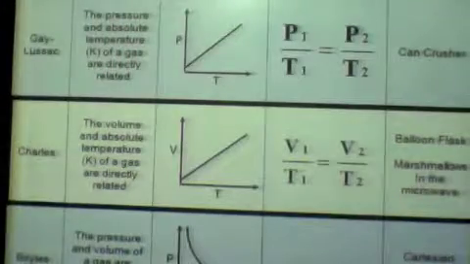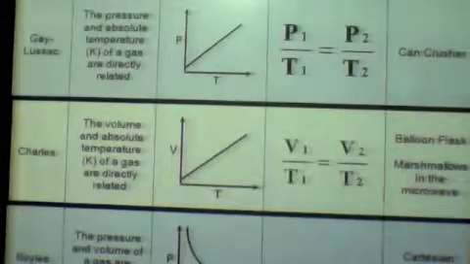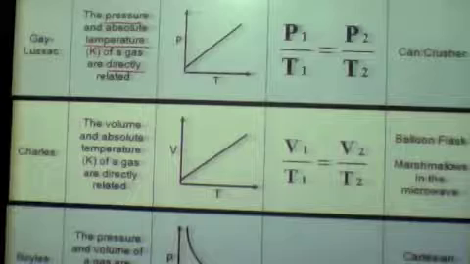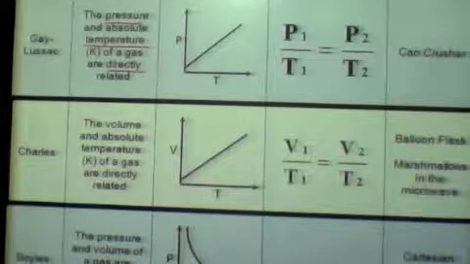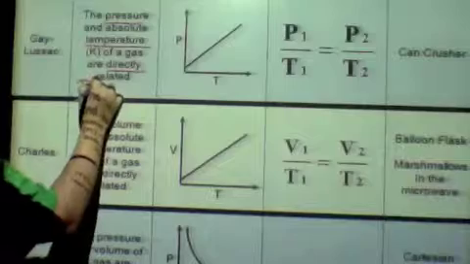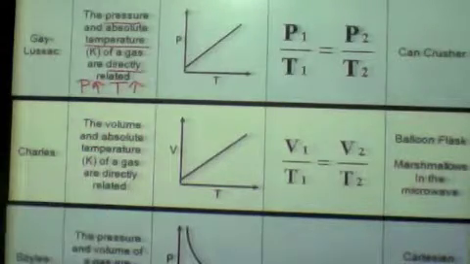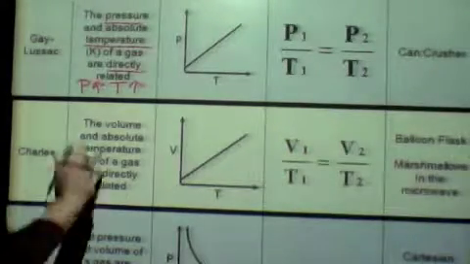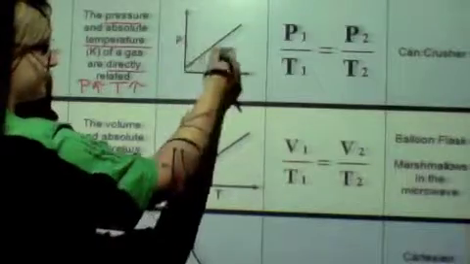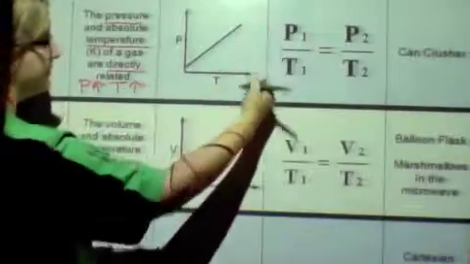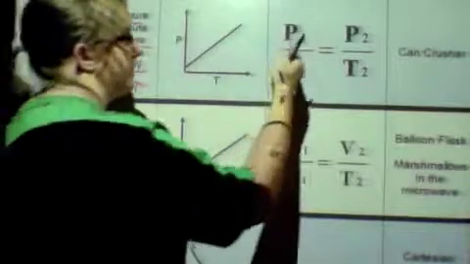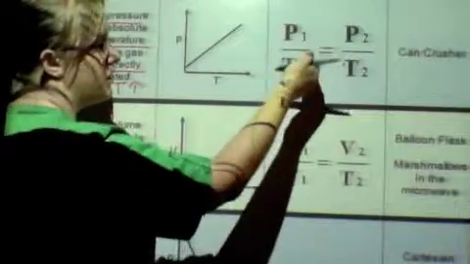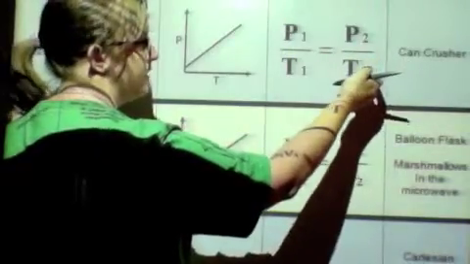So first off, Gay-Lussac said that pressure and temperature are directly related. If something is directly related, that means they do the same thing. So if pressure goes up, temperature goes up. If pressure goes down, then temperature goes down. You can see that in this graph here. Then if you have a direct relationship, this is the formula that goes with that: P1 over T1 equals P2 over T2.